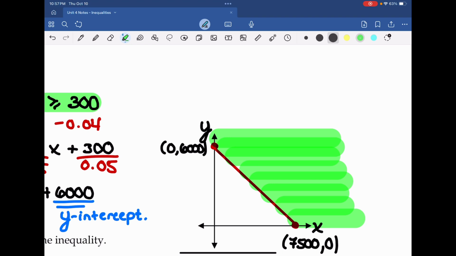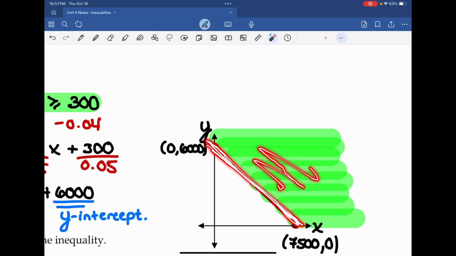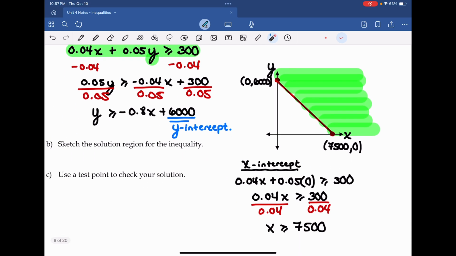Because again, we wanted to make a minimum of $300, which is the boundary line. Once we get past the boundary line, now we can make things like $400, $500, $600, whatever it might be. Obviously, that's going to require more money out of your account, but to make that minimum of 300, this must be the situation. Okay, now let's sketch our solution region.